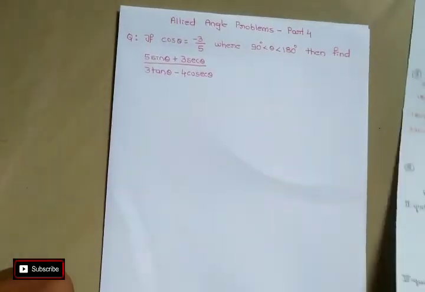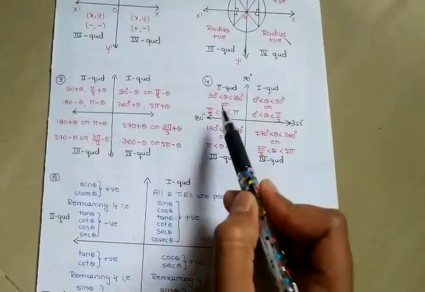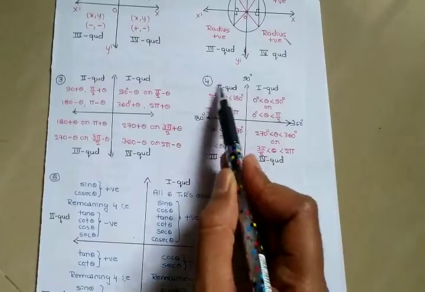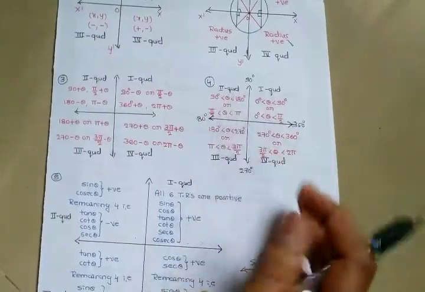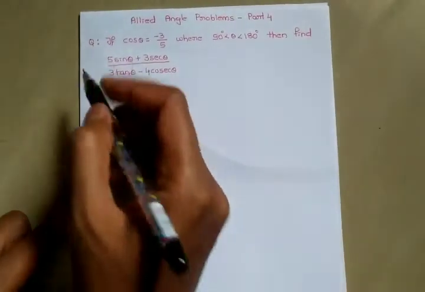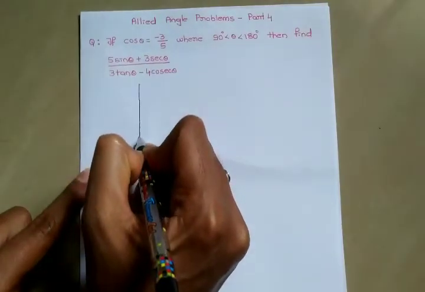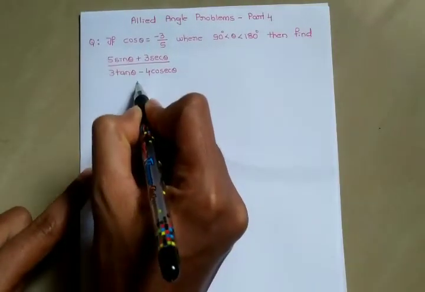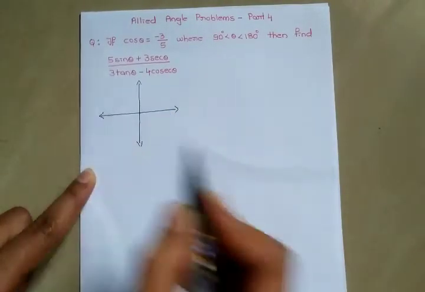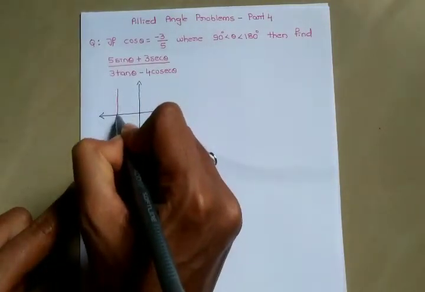First, 90 degrees less than theta less than 180 degrees means theta lies between 90 and 180 degrees, which means the second quadrant. In the fourth point you can see 90 less than theta less than 180 is given, so it lies in the second quadrant. Therefore, first I am going to take one axis, and in that second quadrant I'm going to draw one right angle triangle.